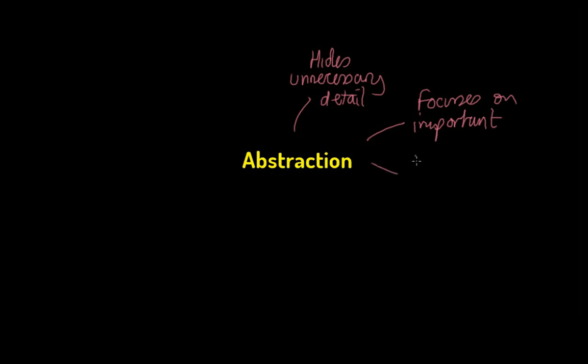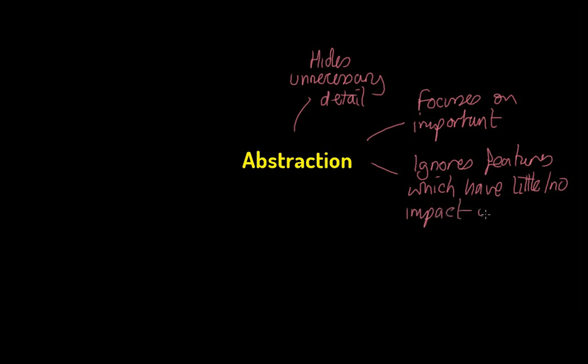The third thing it does is it ignores features which have little or no impact on the outcome. It's a bit similar to the first one, I suppose, but this kind of goes further. For instance, you may find that there's some characteristic of a person or an object that you think, oh yeah, but that's quite important in this context. But you implement that, and actually, it doesn't have that much impact. It doesn't have so much effect. So ignore it. Forget it. Get rid of it. So it's a little bit further than hiding unnecessary details. Those tend to be things that aren't relevant at all.